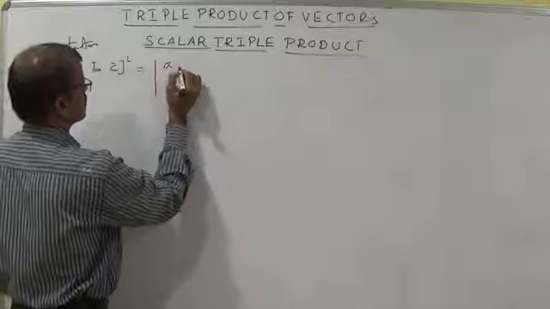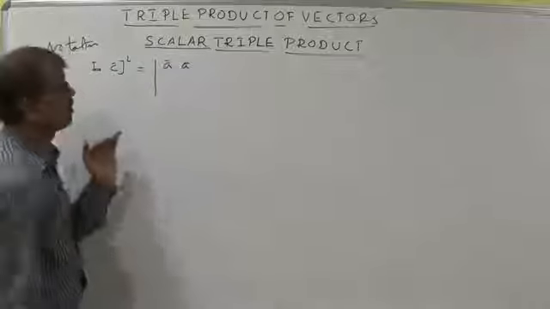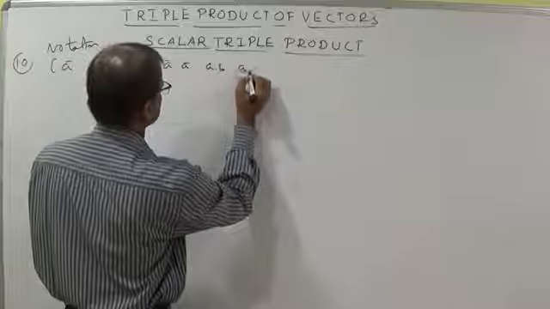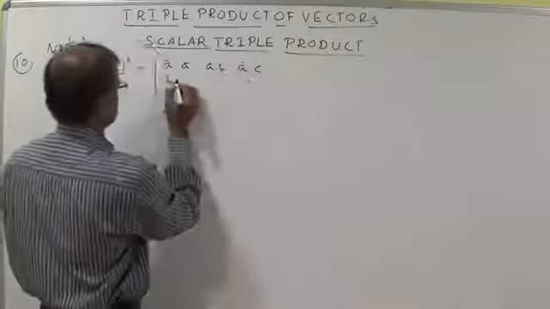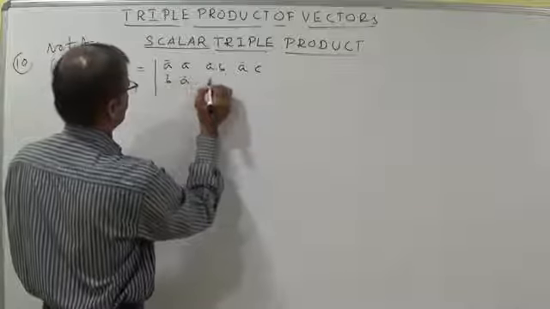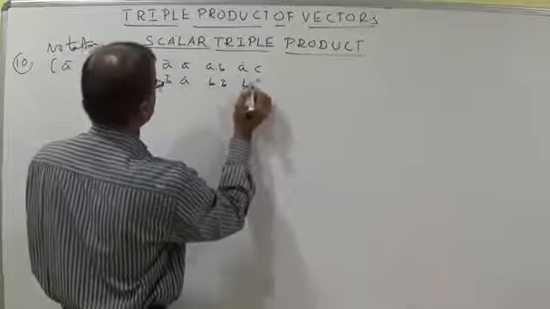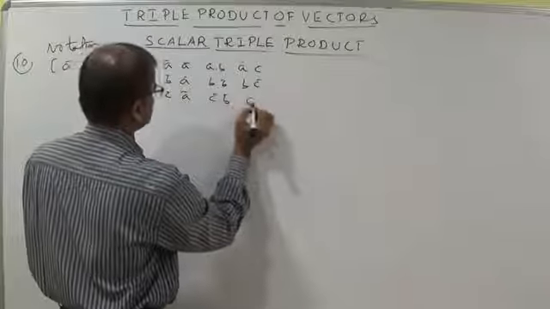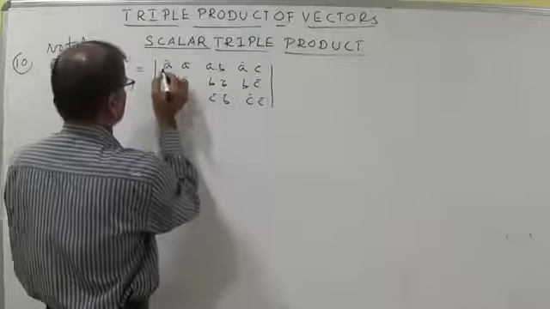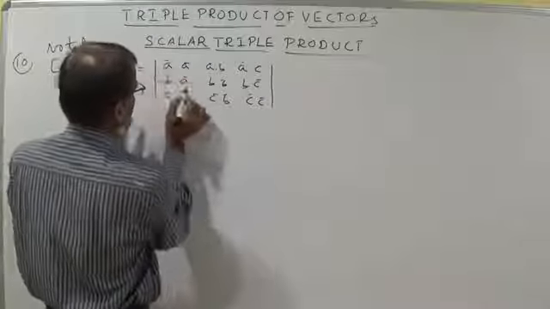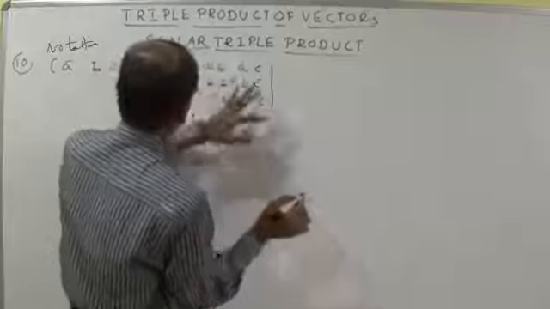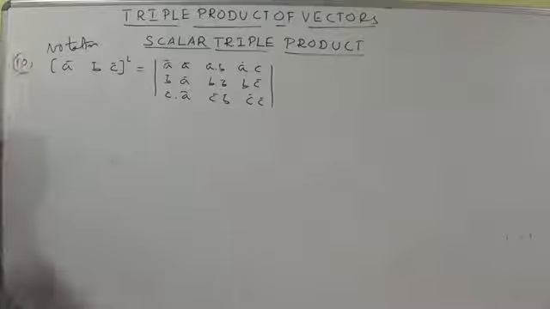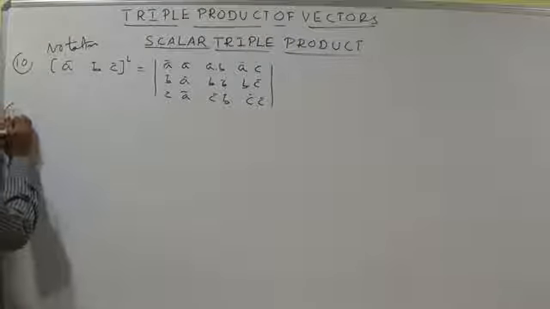We can say that here A dot A, A dot B, A dot C. This is the determinant property. Here B dot A, B dot B, B dot C. Here you can write C dot A, C dot B, C dot C. The diagonal entries are A square, B square, C square. Remaining entries are like this. This is box ABC whole square.